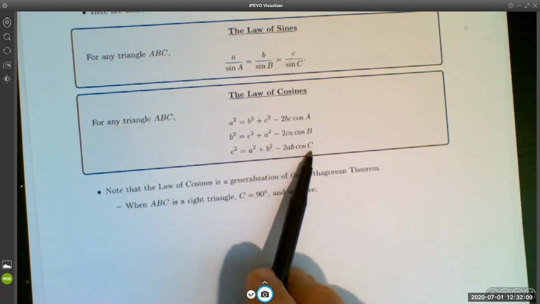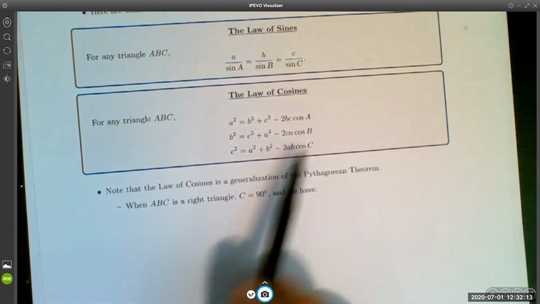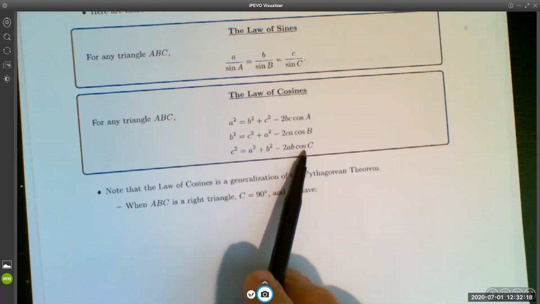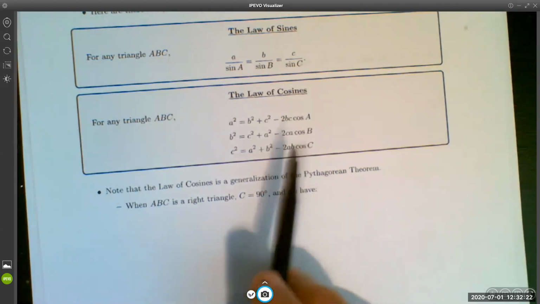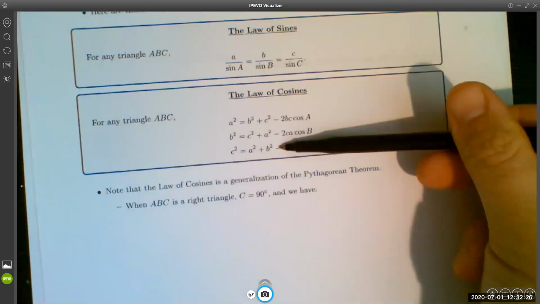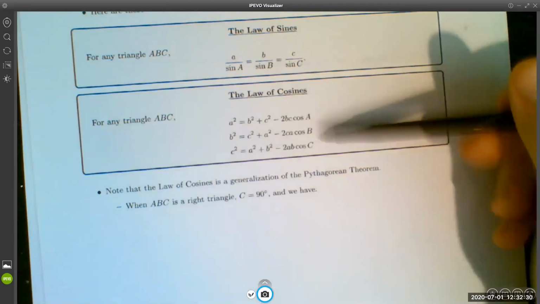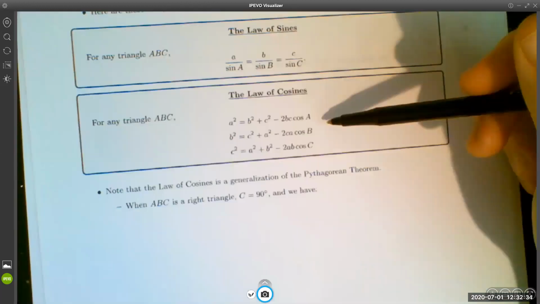If C is 90 degrees so that you have a right triangle, then cosine of 90 degrees is 0. So this whole last term disappears, and you end up with c squared equals a squared plus b squared, just like the Pythagorean theorem says. So the law of cosines is really just an extension of the Pythagorean theorem that we can use on any triangle, and that's what's nice about it.